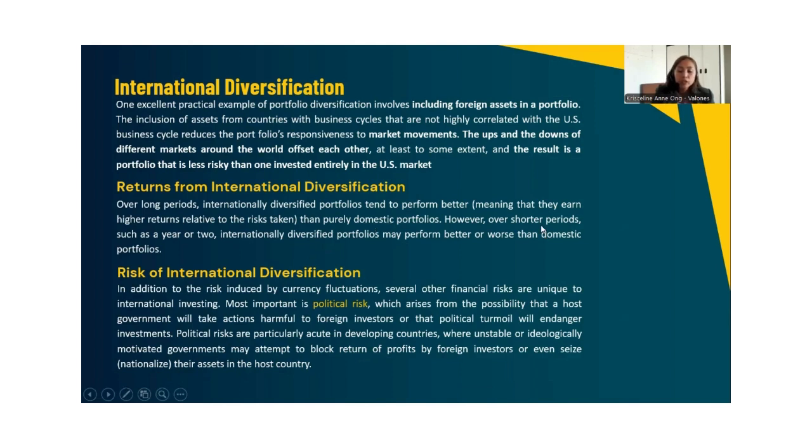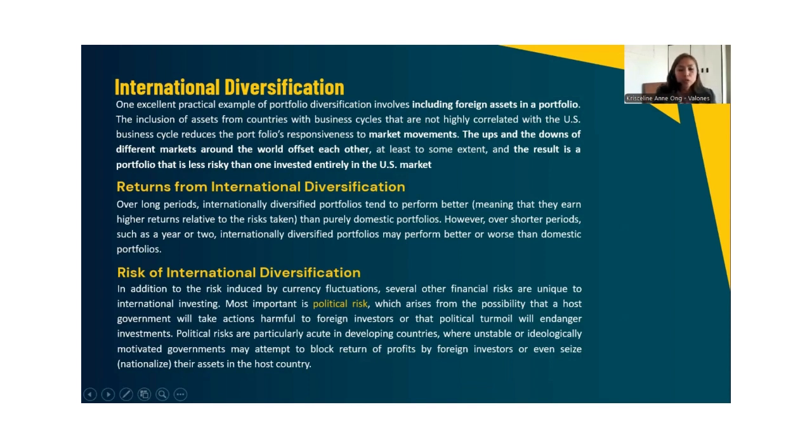So over a short period of time, a year or two, an international portfolio may perform better or worse than a domestic portfolio. Your return from international diversification varies depending on the economy of the countries that you are investing in. So usually there is a risk in international diversification.